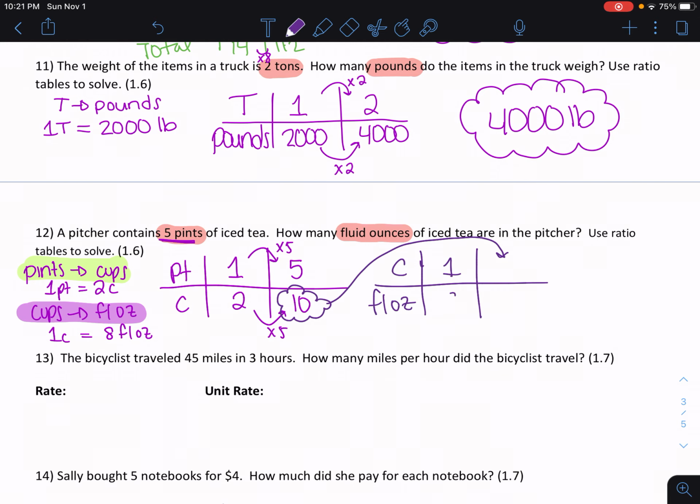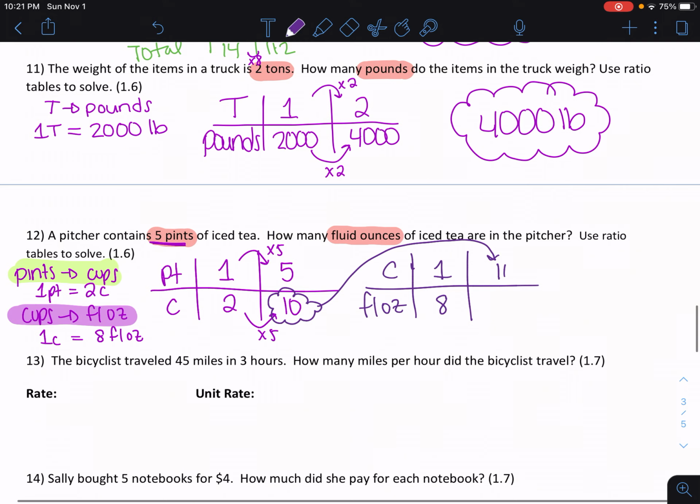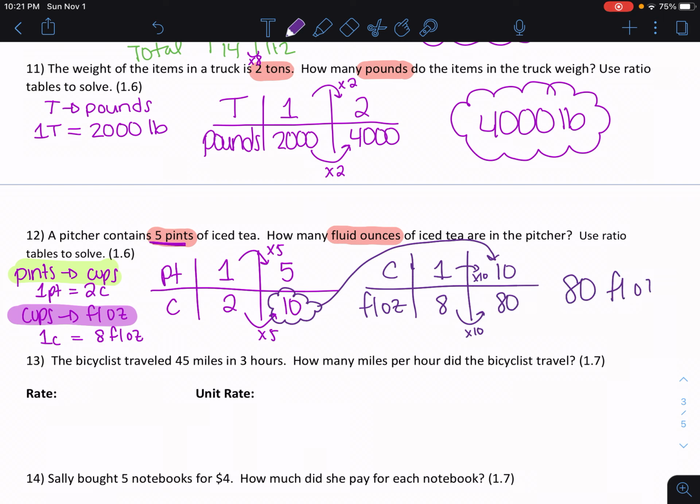So in 1 cup, there are 8 fluid ounces. So I want to know how many there are in 10 cups. To get from 1 to 10, I multiply by 10. So times 10 is going to be 80 fluid ounces. Again, you do not have to memorize the unit conversions. They will be given to you.